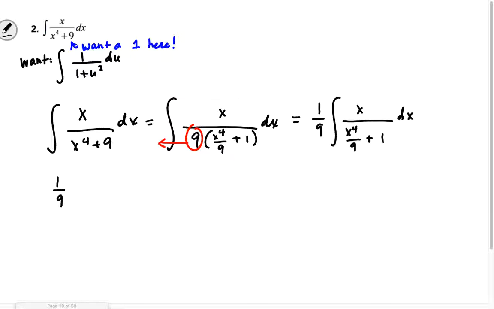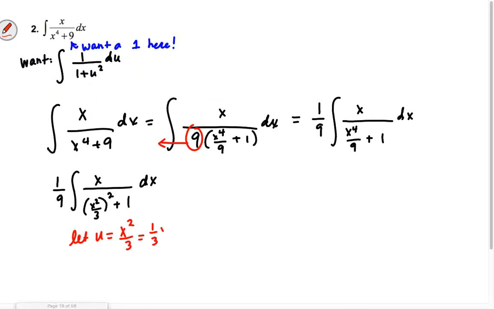All right, so I have my 1 over 9 and my x, and I want to identify what is being squared plus 1. So I have x to the 4th over 9. Basically take the square root of it. You get x squared over 3, right? That is what we make our u. I know it's a little bit weird. So we're letting our u be x squared over 3, which you can write as 1/3 x squared, really, right?